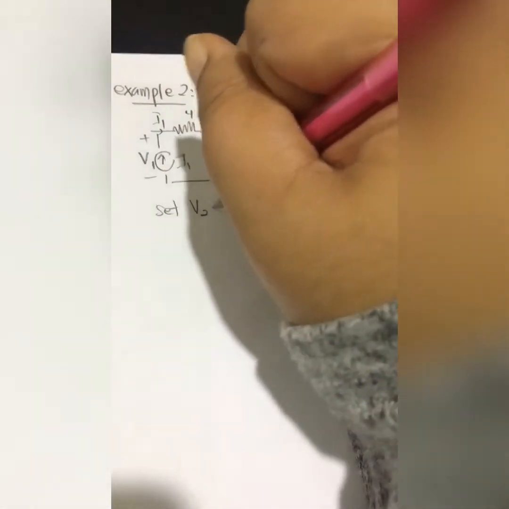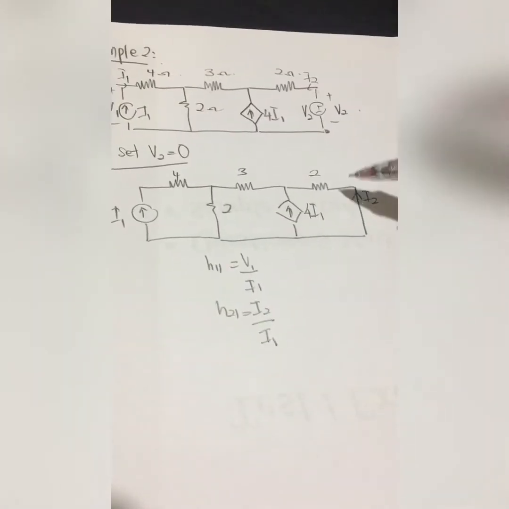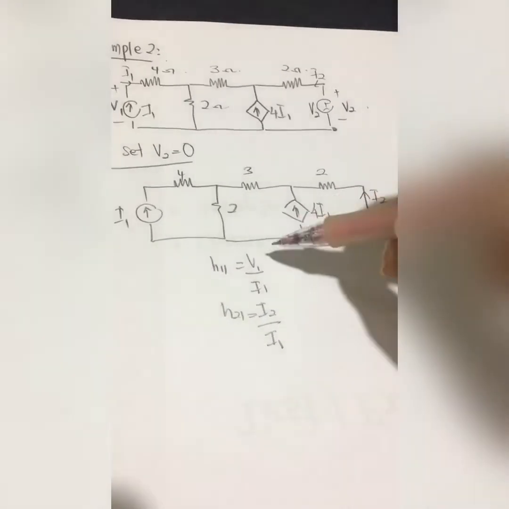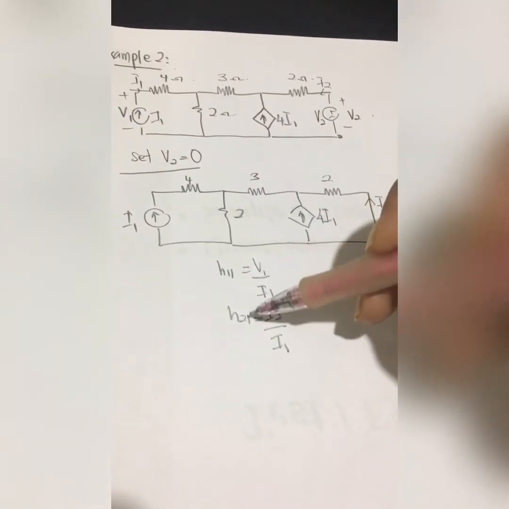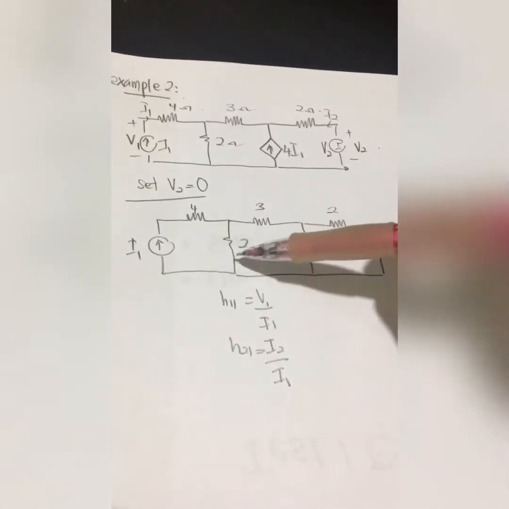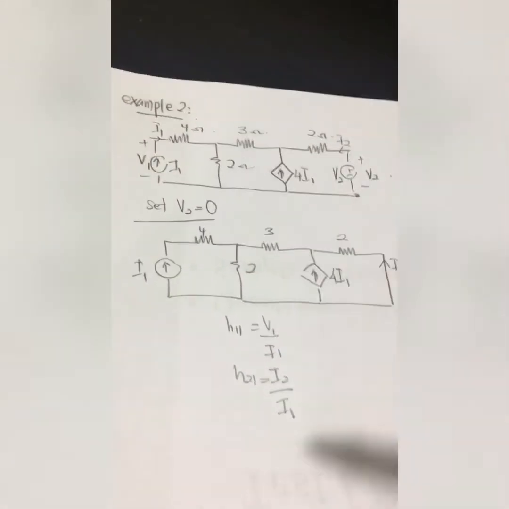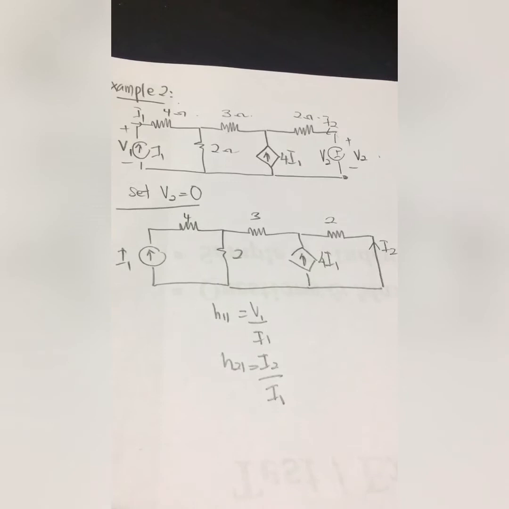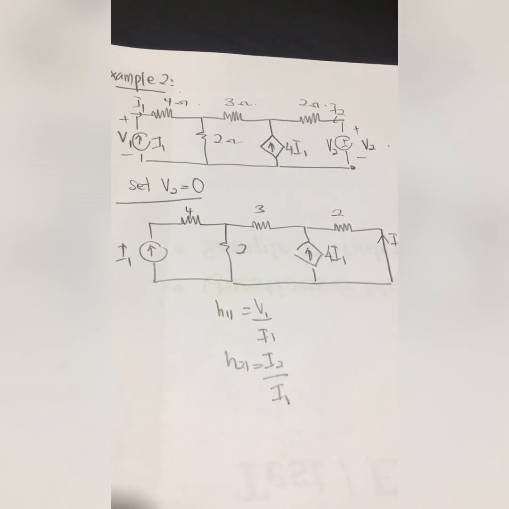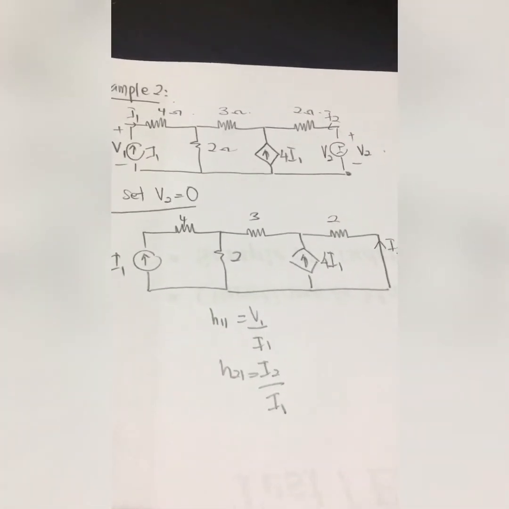So first step, set V2 as 0, and when we set V2 as 0, this line will be short circuit. So this is the circuit after we short this area. Then we need to calculate H11 and H21. Since this circuit consists of 3 loops, we need to solve it using nodal, mesh, or any AC circuit theorem that you prefer.